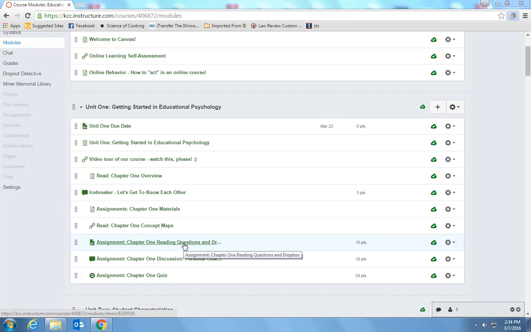Then we have our Chapter 1 reading questions. As you're reading Chapter 1, consider having the questions on paper right next to you so you can answer as you go. Remember to provide details like the page numbers of where you find specific quotes or statistics or anything that really relates to the questions. Those are worth a maximum of 10 points. And then you have the Chapter 1 discussion, personal characteristics and learning, which is worth 10 points as well.